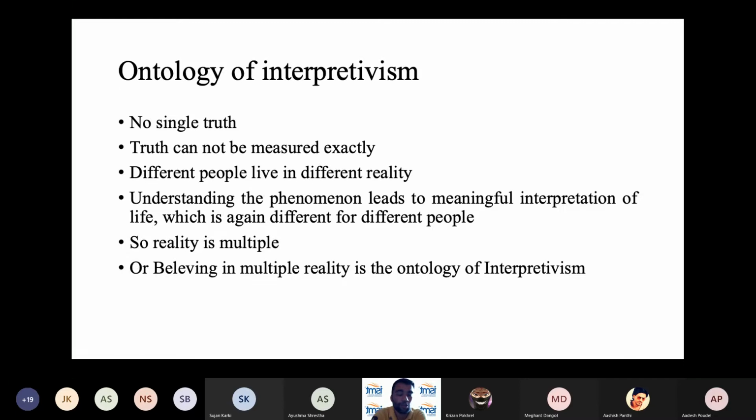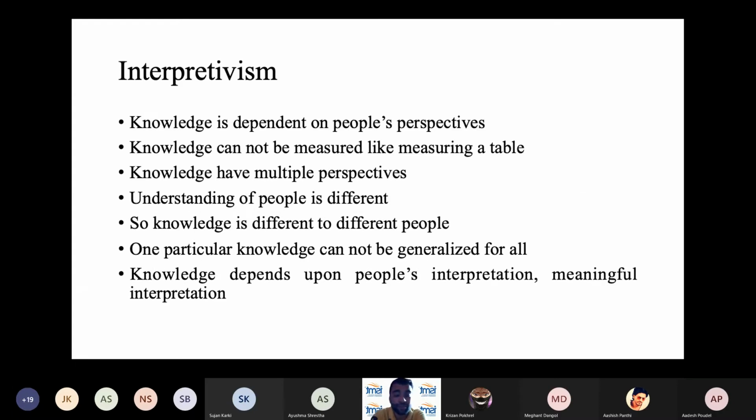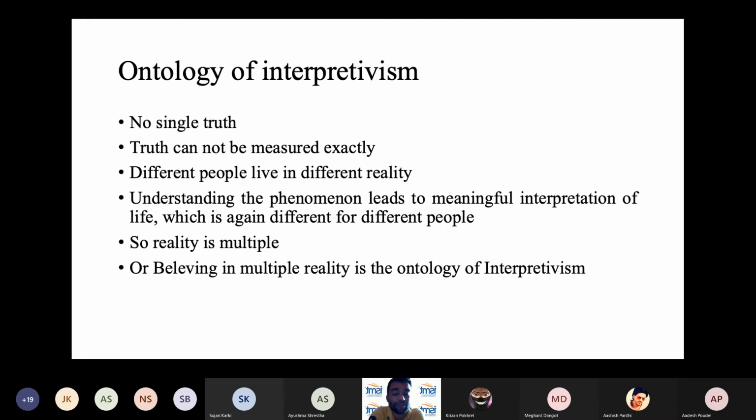So the ontology of interpretivism means, if you adopt the interpretivism philosophy in your research, as an interpretivist, what you need to think or how you can see the reality. You see the reality as having no single truth. As in positivism, you see that you have only one reality for your research. But in interpretivism, there is no single reality. How? Because we take knowledge that is dependent on people's perspective, and knowledge is different to different people. So one particular truth cannot be explored. There might be multiple realities that can arise within that research, and truth cannot be measured exactly.